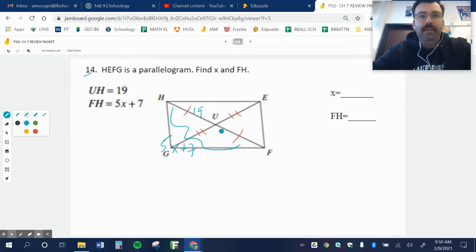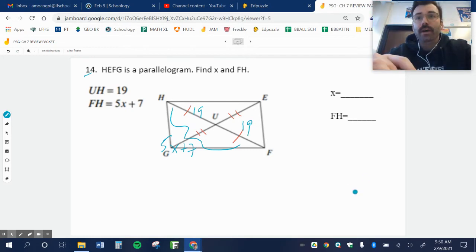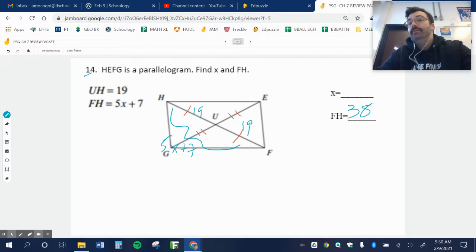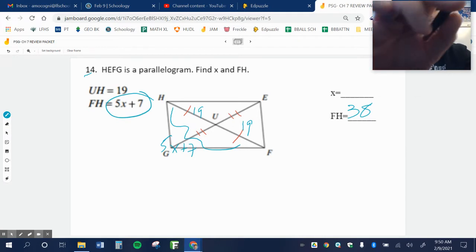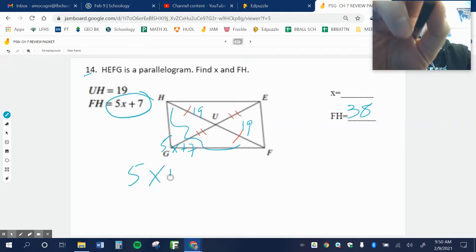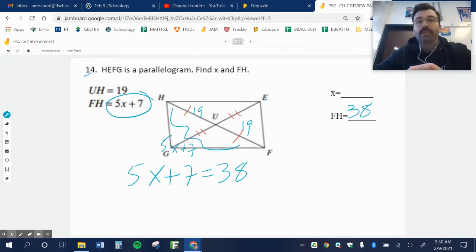So if UH is 19, then that means UF is also 19. So I know that FH is going to be 38. Okay. Well, if FH is 38 and I'm given this expression for FH, I'm going to set 5x plus 7 equal to 38 and solve for x.